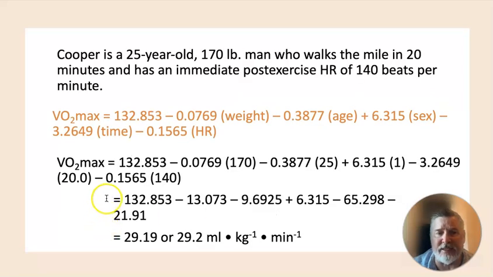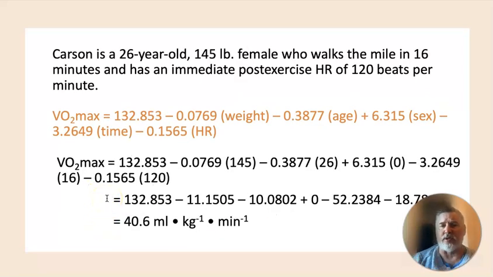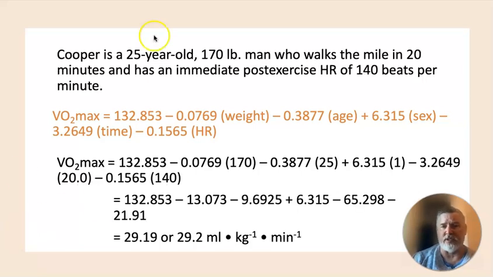An example of that is, say, Cooper. Cooper's 25 years old, a 170-pound man. He walks the mile in 20 minutes and has an immediate post-exercise heart rate of 140 beats per minute. So we plug in the weight, 170 pounds, the age, and a 1 because he's male. Then his time, which is expressed in a decimal, and then we multiply by 140 beats. So his VO2 calculates to be 29.19 or 29.2.